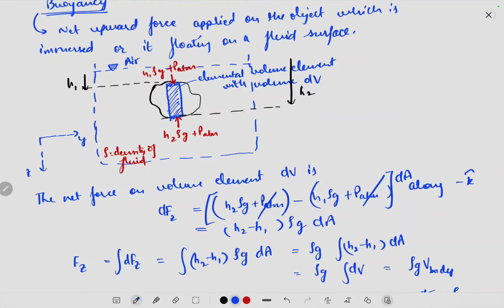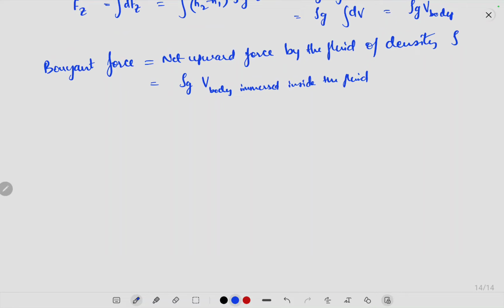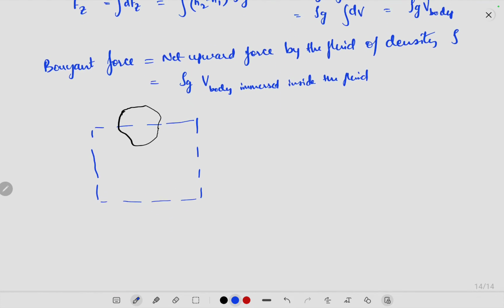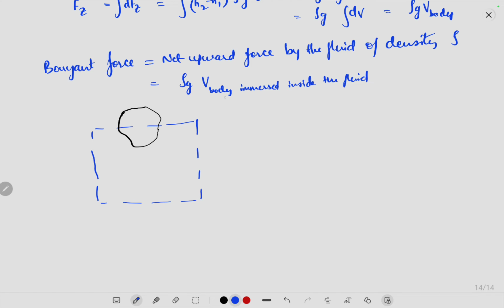So in this case I have completely immersed the body, and let's say the body was not completely immersed inside the fluid. So let's say the fluid was like this, and my body would have been like this, then what would be the net upward force? Let's consider this example and let us try to understand whether the volume that we put here is actually the volume of the whole body or the volume which is immersed inside the fluid. So I have just written it from my previous knowledge, but let's try to derive it.